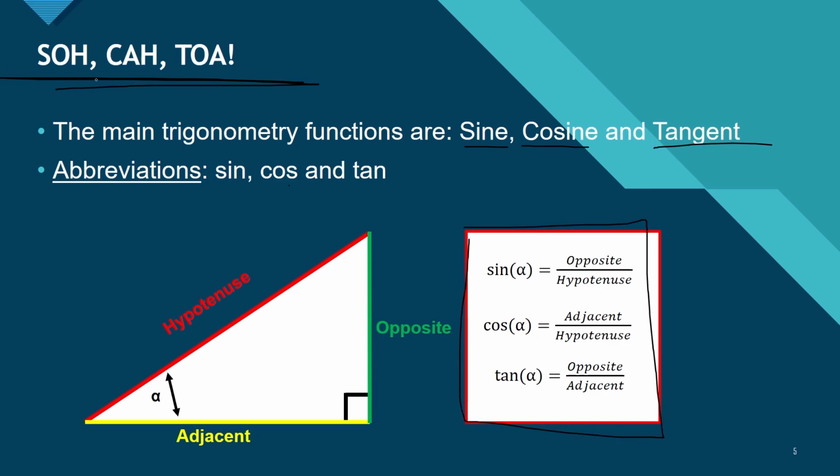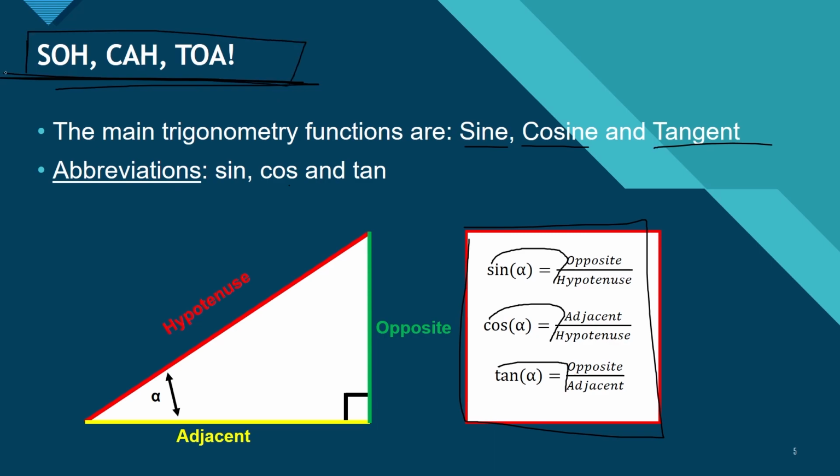It says SOH CAH TOA. So SOH: sine function is equal to opposite divided by hypotenuse. Then CAH: cosine is adjacent over hypotenuse. And TOA: tangent is opposite over adjacent. So remember this little magic spell, SOHCAHTOA.